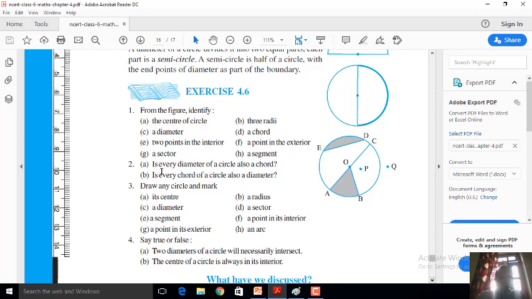The second question is: is every chord of a circle also a diameter? Now this is false because every chord of a circle is not a diameter. Only that chord of the circle that passes through the center is known as the diameter of the circle.